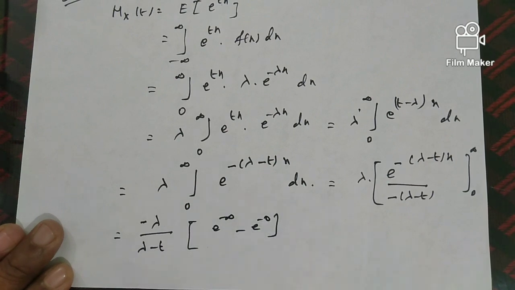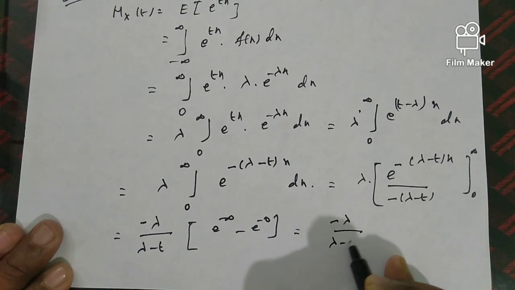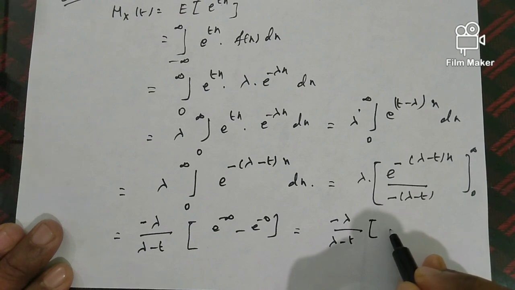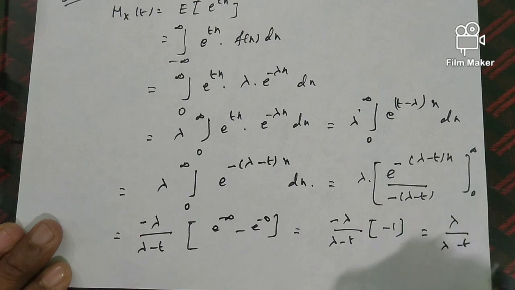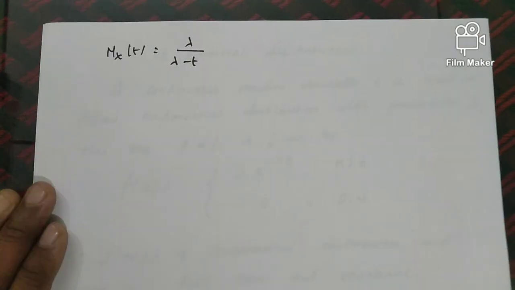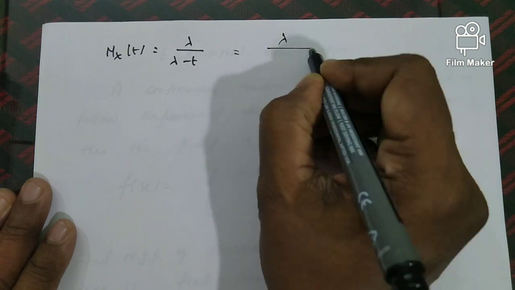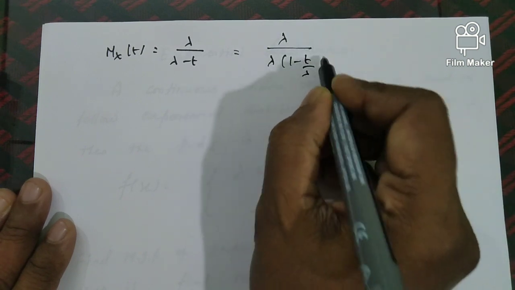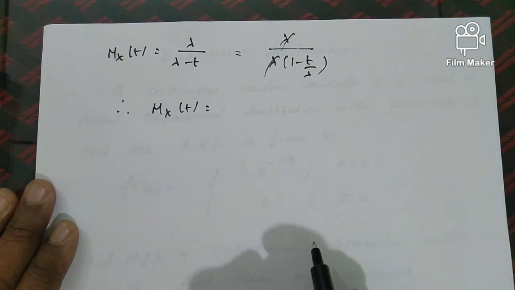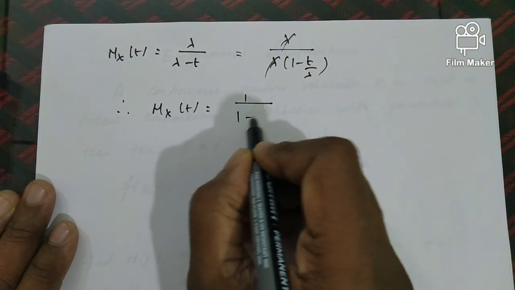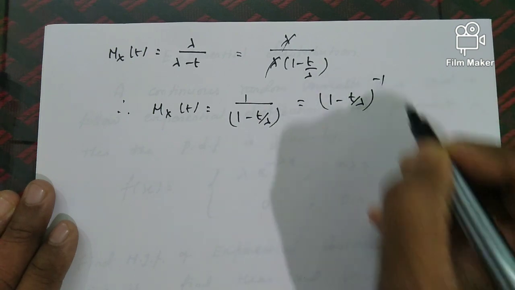E power minus infinity is 0 and e power 0 is 1. So this can be written as minus lambda by (lambda minus t) into (0 minus 1). Minus into minus is plus, so lambda by (lambda minus t). This is our M_X of t. So M_X of t equals lambda by (lambda minus t), and this can be written as lambda by lambda into (1 minus t by lambda), so we can cancel these two. Therefore our M_X of t for the exponential distribution is 1 by (1 minus t by lambda), that is equal to (1 minus t by lambda) whole power minus 1.